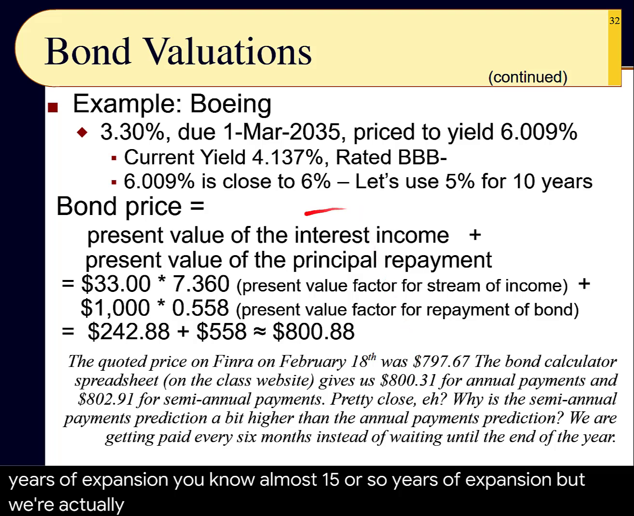So what's our actual present value? What is it worth to us today? Well, we take the present value of the interest income plus the present value of the principal repayment. So $33 is the payment we're going to get every year for the next 10 years. And then where's this present value multiplier come from? Well, it comes from a new table.